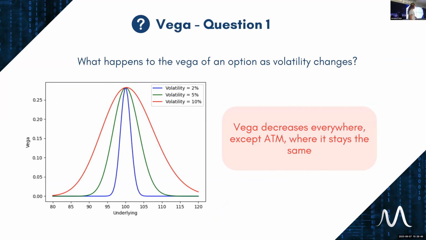Okay. So you can see here that as you increase the volatility, the Vega graph shifts up everywhere, except at the money, where your Vega actually stays the same. So your Vega at the money is not dependent on what the volatility is. Right? So a little bit, but it will stay approximately the same. Any questions? Yeah. Why does it stay the same?